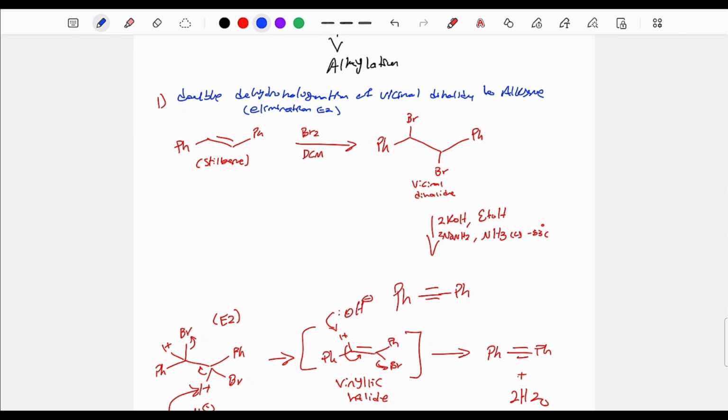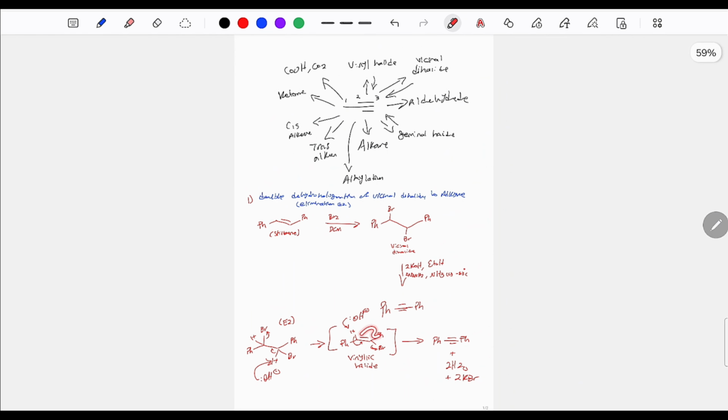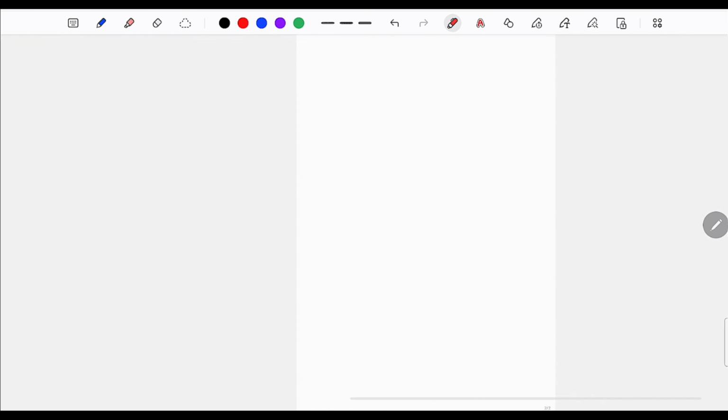There is no regiochemical or stereochemical variation, right? Both halogens leave the same vicinal carbons, and the triple bond forms between the original halogenated carbons. Okay, so nothing to even worry about there. Now, since we know that a vinylic halide is this intermediate before we get our alkyne, then wouldn't you say that we can actually do another reaction where instead of starting with a vicinal dihalide, I just start with a vinylic halide? Absolutely. So that's going to be the second reaction.